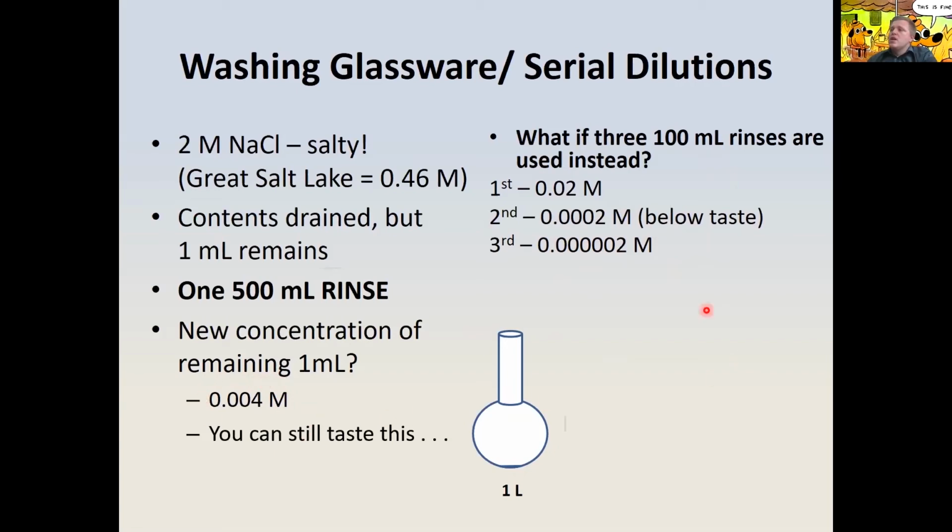So if we compare this value to the value that we got when we rinsed 1 time with 500 mils, you'll notice that now we're 20,000 times more dilute than we were, even though in this case, we only used a total of 300 mils of water to rinse this out, whereas before we used 500 mils to rinse it out. So the takeaway here is that you can get your concentration down much more quickly by doing serial dilutions with small volumes than you can by doing a single dilution with 1 volume.